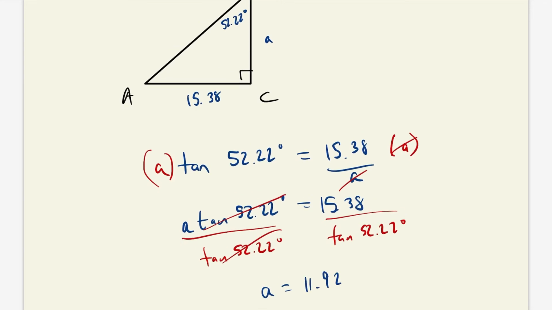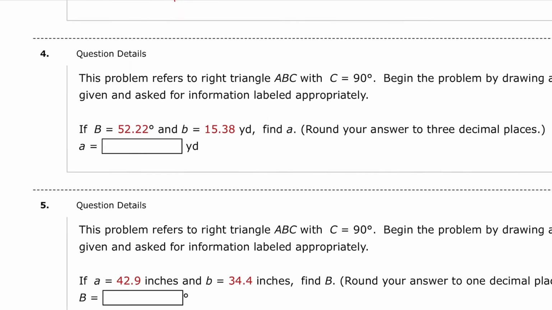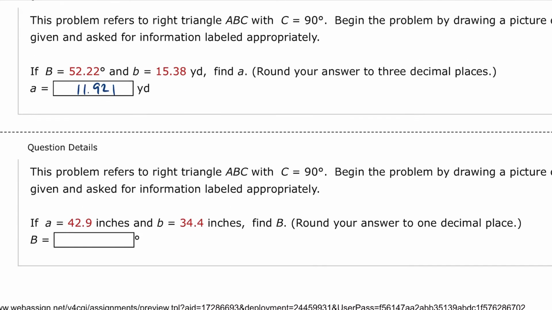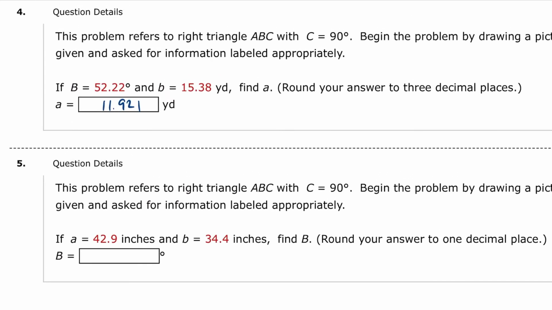11.92. So that would do it. Actually, they're asking us to round to 3 decimal places, so I need to go further. 11.921. All right. That's how you would find the missing sides and angles of a right triangle, given some information.